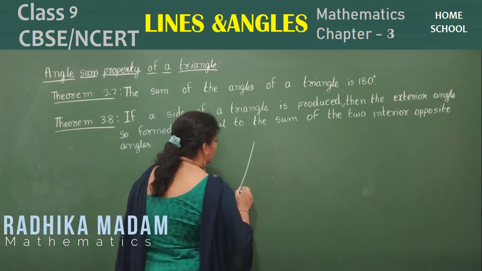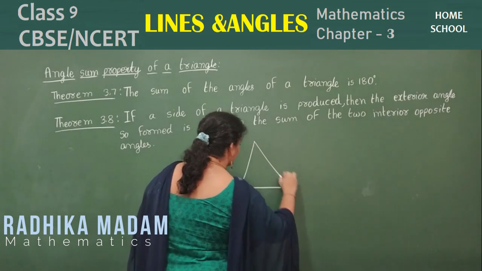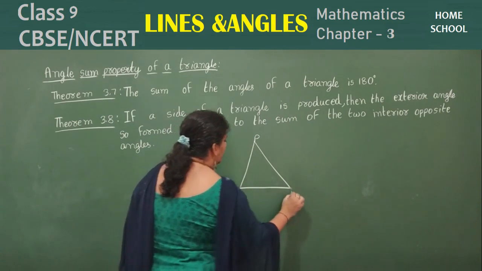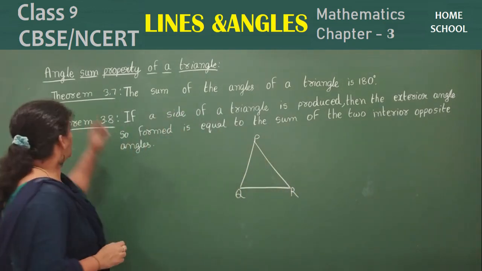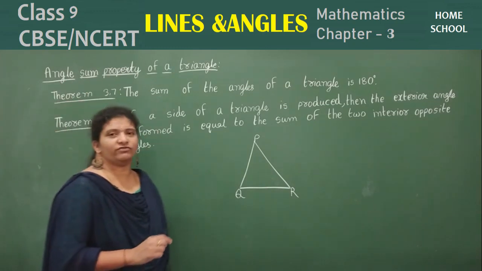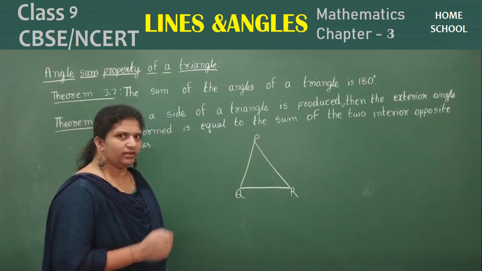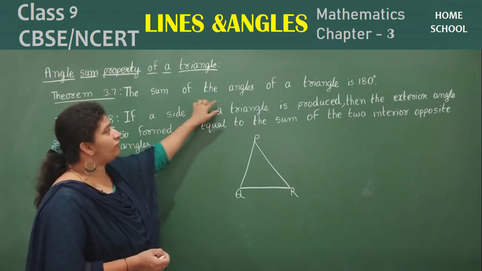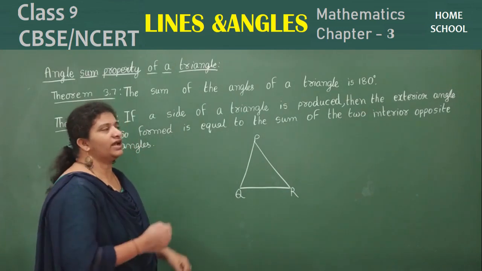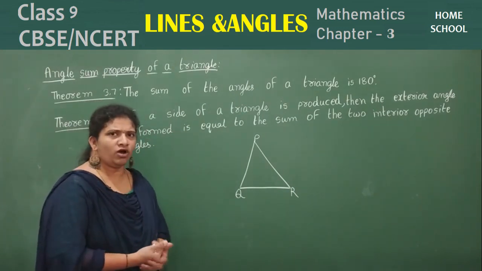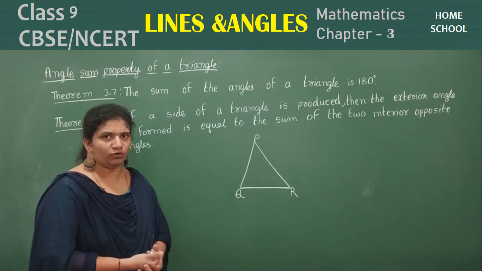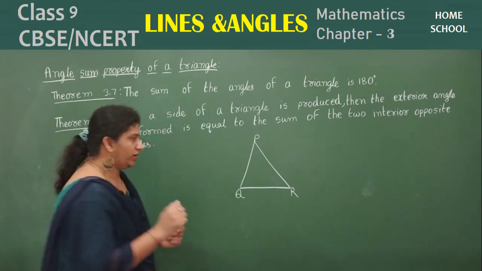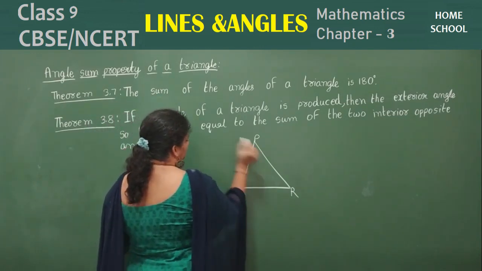Triangle. Quickly let me draw a triangle here. Let me mark here P, Q and this is R. Angle sum property of a triangle. What is the property we are going to learn? Let's see here. Theorem 3.7. The sum of the angles of a triangle is 180 degrees. We know already, but we don't know how it is proved, right? So we know the interior angle sum of a triangle is 180. How? Okay, for that, let me explain you.